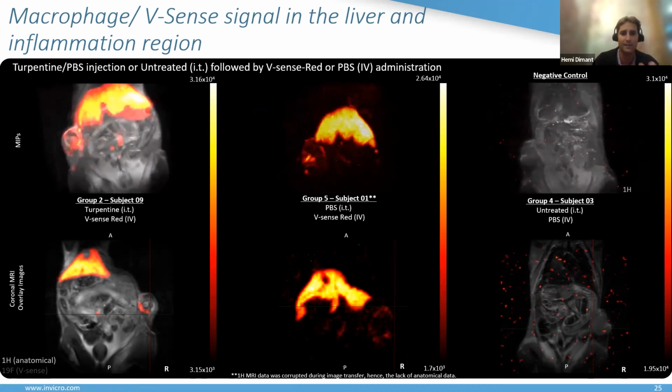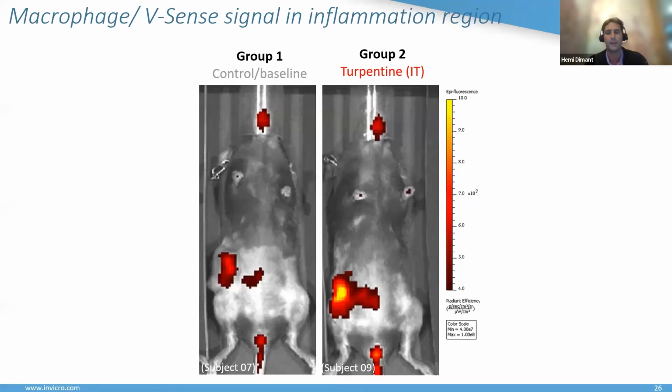Now, if you take the exact same animal, this is, again, the same animal that I presented several slides ago. If you take those same animals after you're doing the MR, we've also kept them anesthetized and conducted IBIS imaging. And here, again, you're looking at the turpentine signal versus the control signal. You're seeing more signal in the turpentine, but in both animals, you're seeing the signal in the tumors.